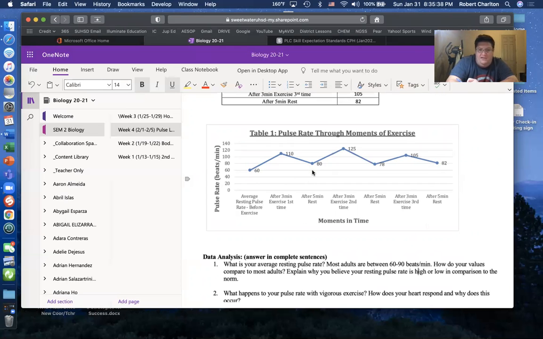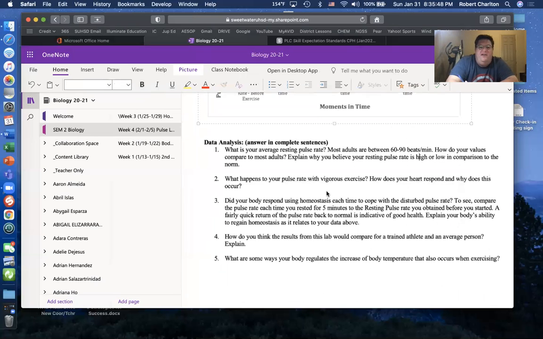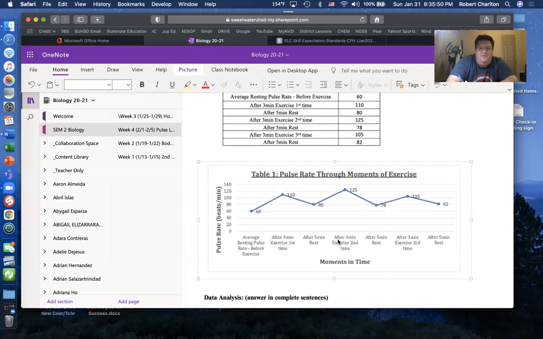So it would take me much longer to get back to homeostasis than 5 minutes. Maybe you might need 10 minutes, something like that. Who knows? But for this lab, it didn't come down in 5 minutes. Maybe yours does. We will see. And then based off of what we have in the data here, then we'll answer these 5 questions. Okay.